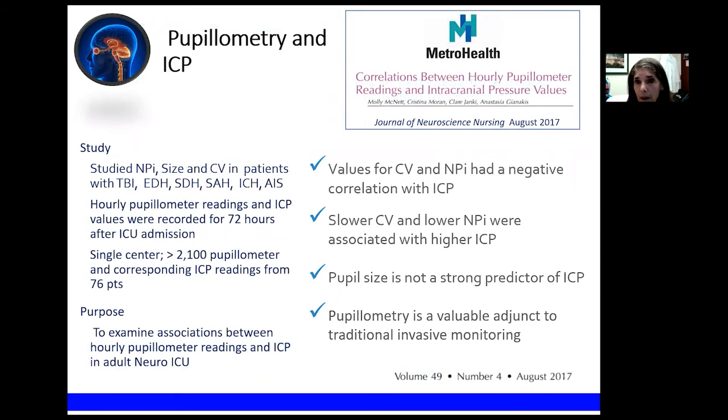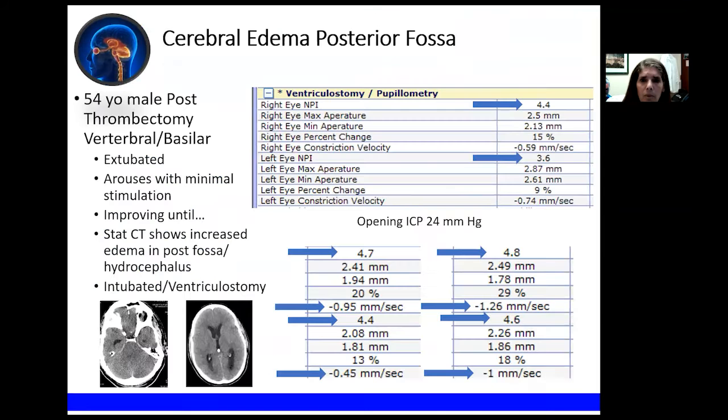Another study published by Molly McNett, again, looking at increased intracranial pressure. And Molly is at the Ohio State University. This was done with her and her nursing colleagues. And they found that constriction velocity and the NPI had a negative correlation with ICP. So much slower constriction velocity and lower NPIs were associated with higher ICP. So this study showed that it might be helpful when nurses are assessing pupils to have a device that can quantify the data of the pupil in some way.